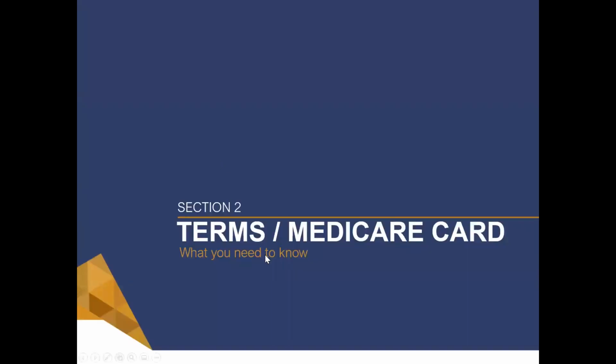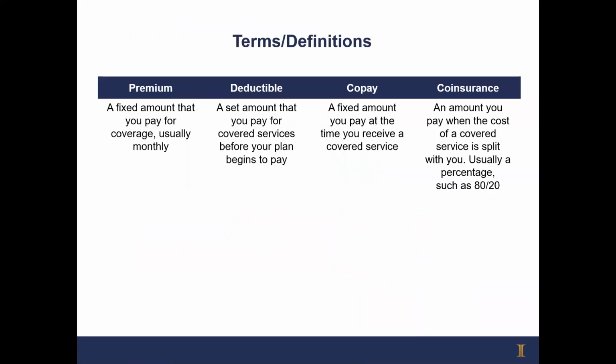So I'm going to go over some terms with you, and then I'll show you a copy of the Medicare card because it has changed recently. So some of the terms we're going to go over: premium, deductible, copay, and coinsurance. Unless you're brand new to the insurance world, you probably are very familiar with these terms. So you know that a premium is the fixed amount that an individual will pay for their coverage. It's usually a monthly premium.